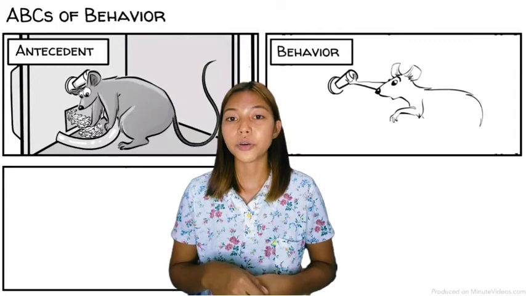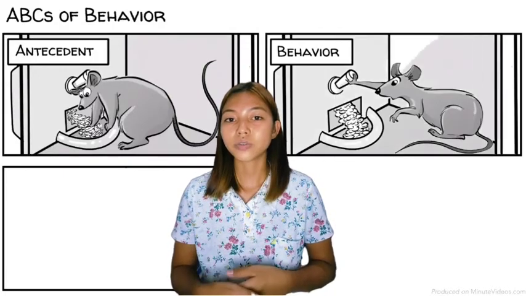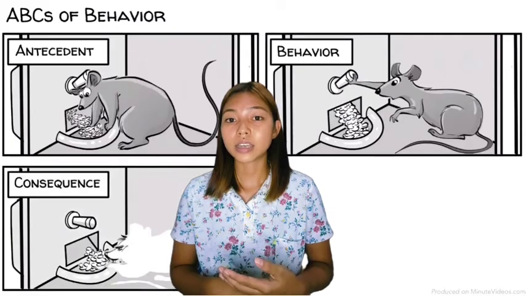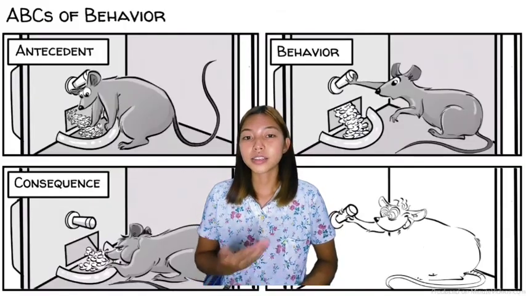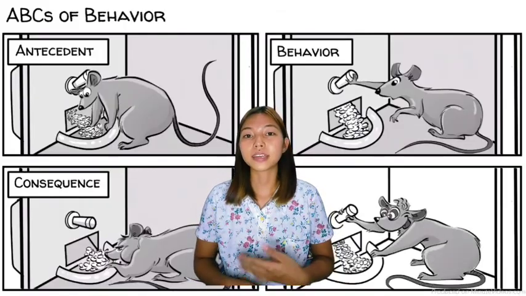Conditioning happens in a three-term contingency, today known as the ABCs of behavior. A stands for antecedent. The rat accidentally hits the lever that triggers the release of the food. B stands for behavior and refers to the response. The rat keeps pressing the lever. C stands for consequence. Food keeps coming out.